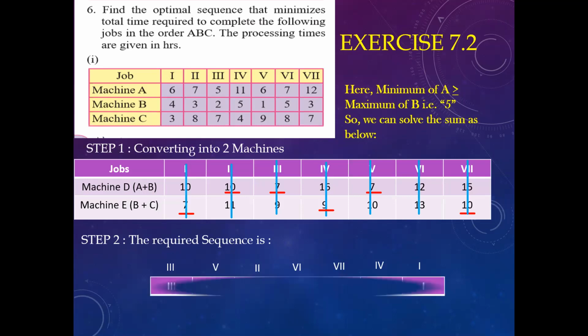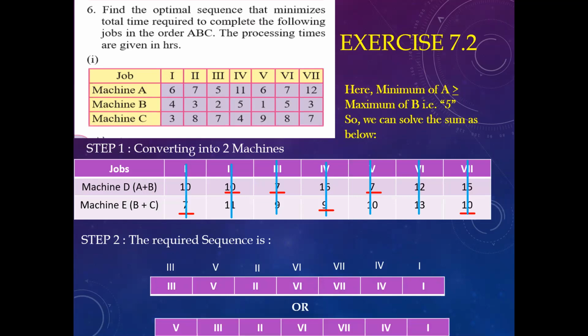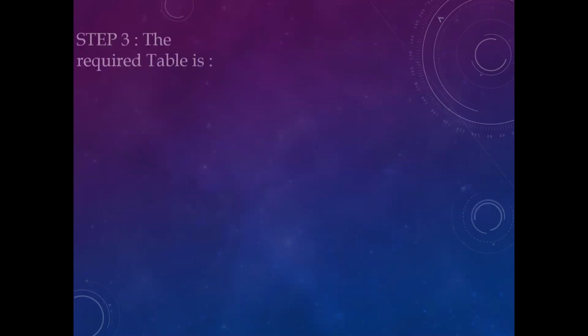So class, this is your first sequence, which is the order of 3, 5, 2, 6, 7, 4, 1, or as I told you, there's one more option, 5, 3, 2, 6, 7, 4, 1. Any of the two you can solve. I am only solving the first possibility. You can try with the other also, you will get the right answer.